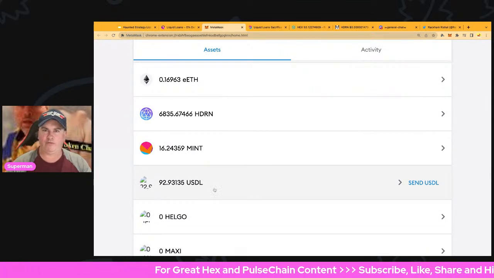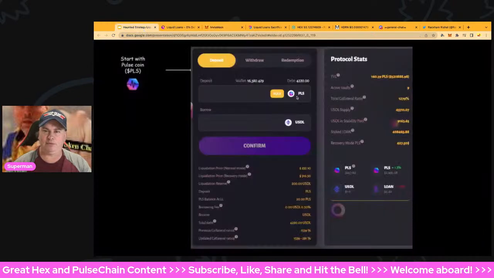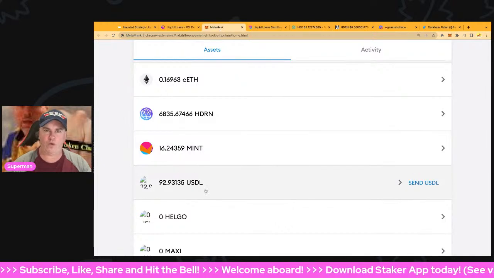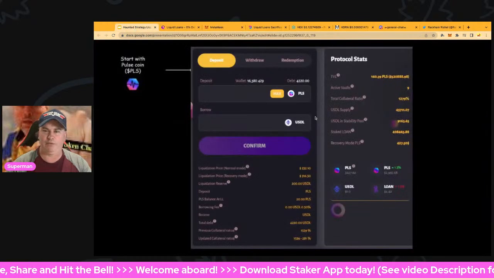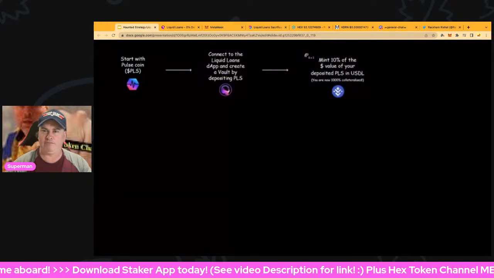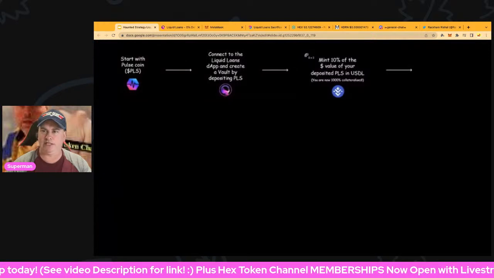I bought a few of those just to show you that that's what will happen once you end up putting in a PLS and minting some USDL. They'll show up in your wallet. Then we're going to go to the next step. We've minted 10% of our PLS as USDL value, and we're going to go to the next line there.